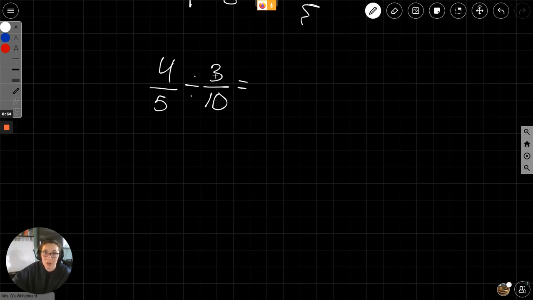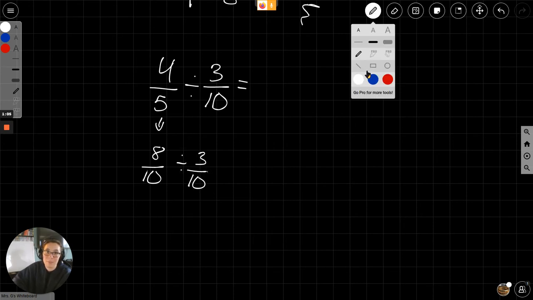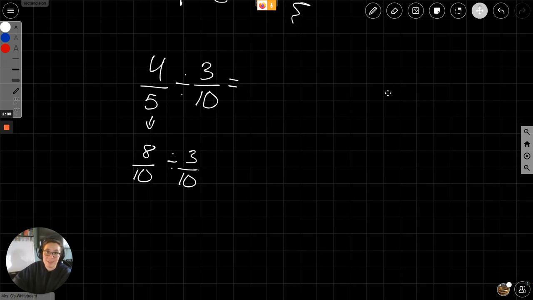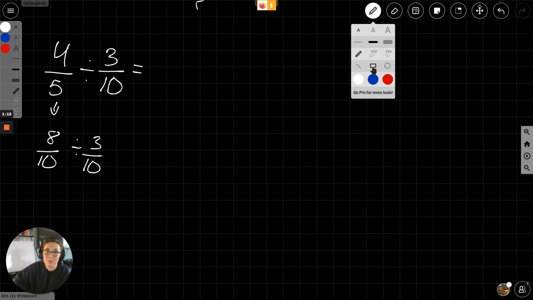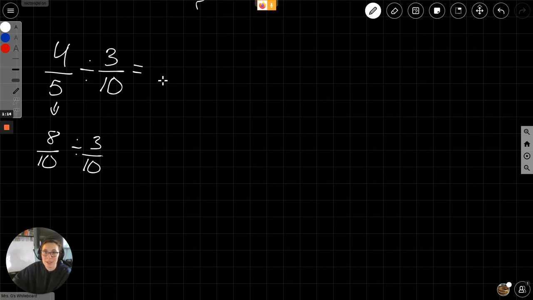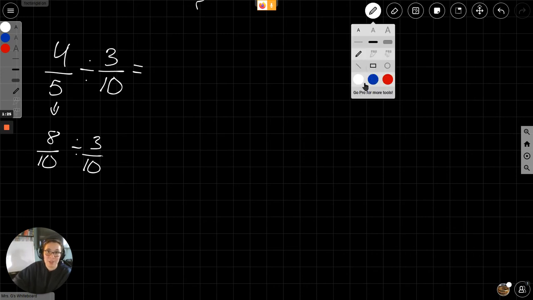So, I could do this the other way. Make that tenths. 8/10 divided by 3/10. Now, here's the thing. This is not going to come out an even whole number. This is slightly more advanced. So if you're here for why can't I just divide straight across like I multiply straight across, well, that's why. And here is the explanation of how you would actually do this problem.